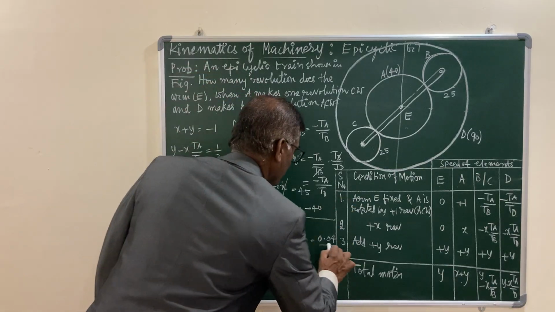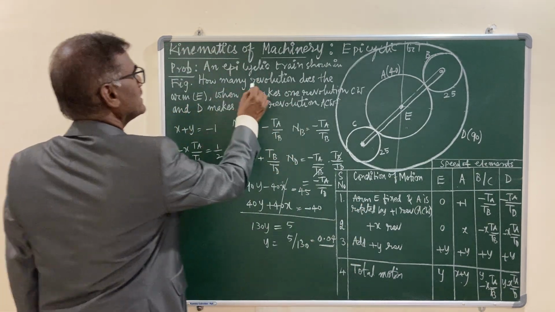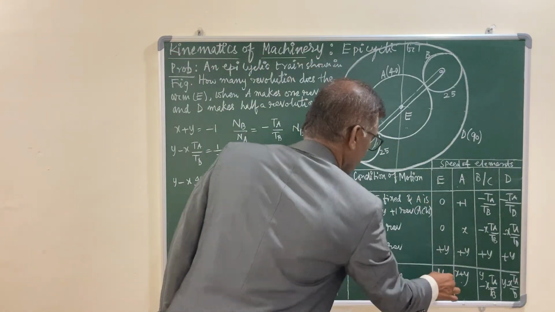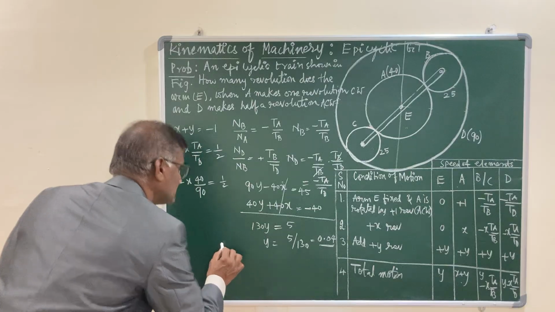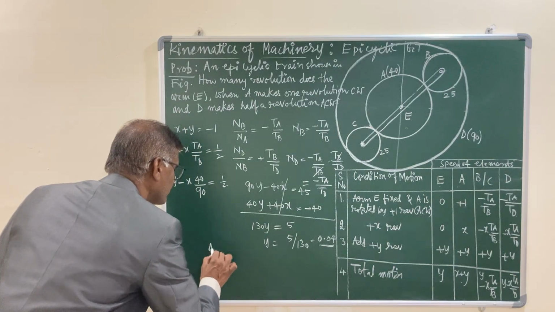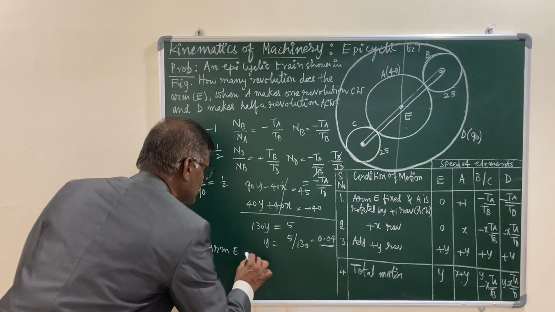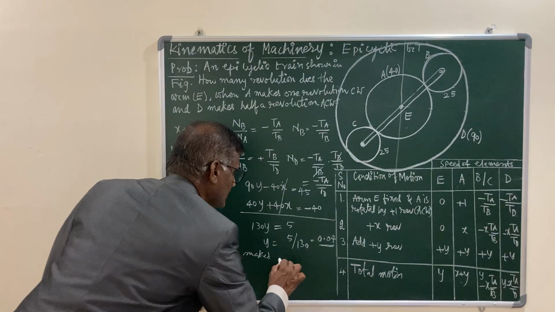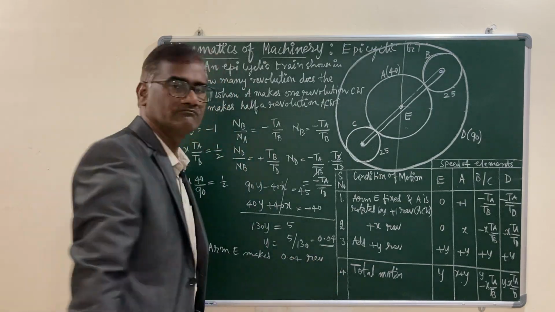The y value is 0.04, and observe carefully, he is asking how many revolutions does the arm make. Let us go to the arm, that is y. The y value you got is 0.04 revolution. Your answer is, arm E makes 0.04 revolutions. Thank you.